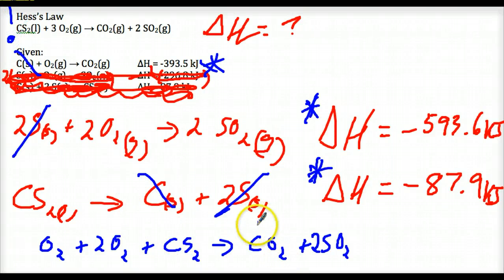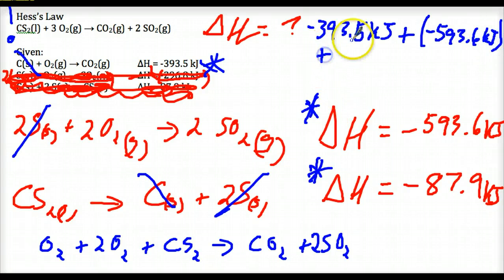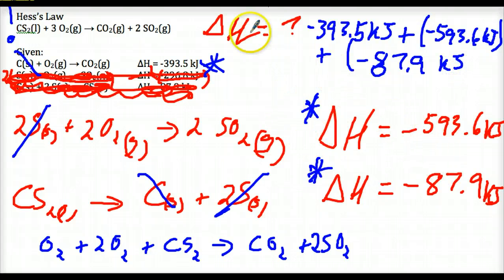We got it. The answer to this problem of what the actual delta H is going to be is quite simply going to be add up all these values. Okay, the answer is going to be a negative 393.5 kilojoules plus a negative 593.6 kilojoules plus a negative 87.9 kilojoules.